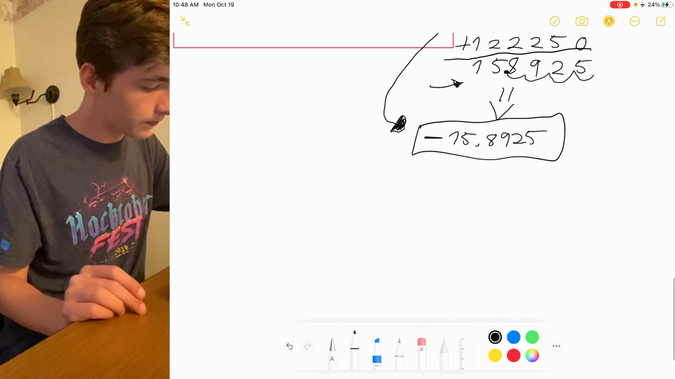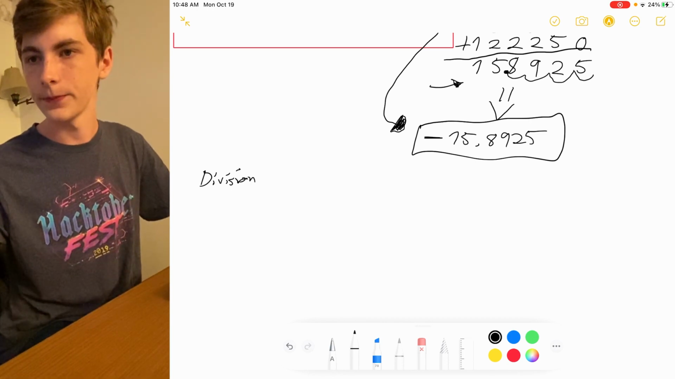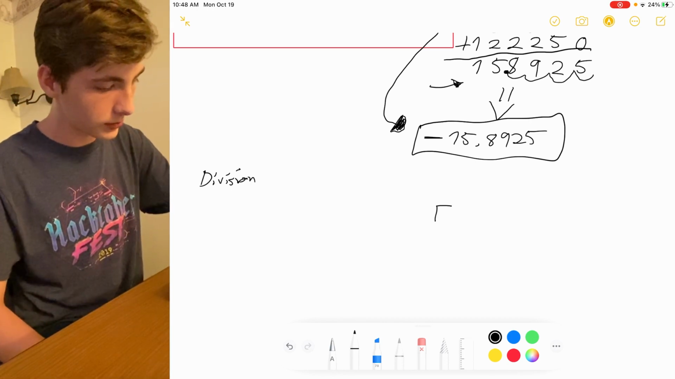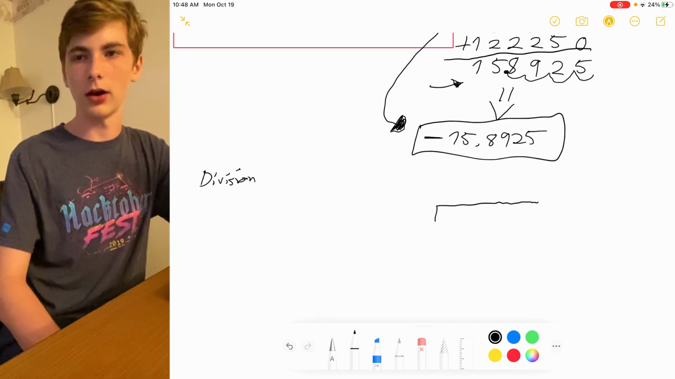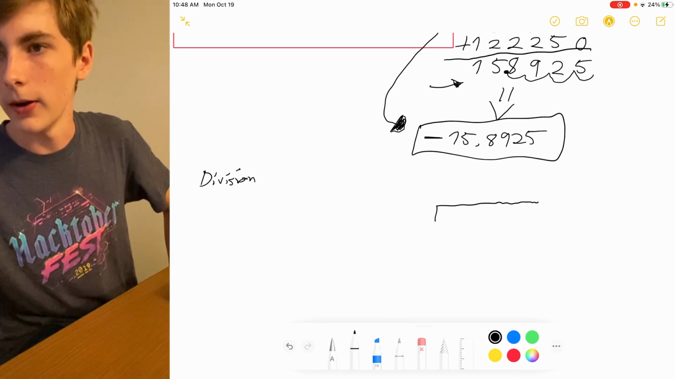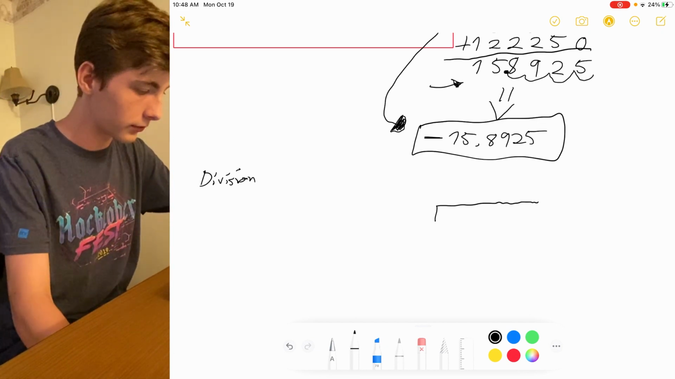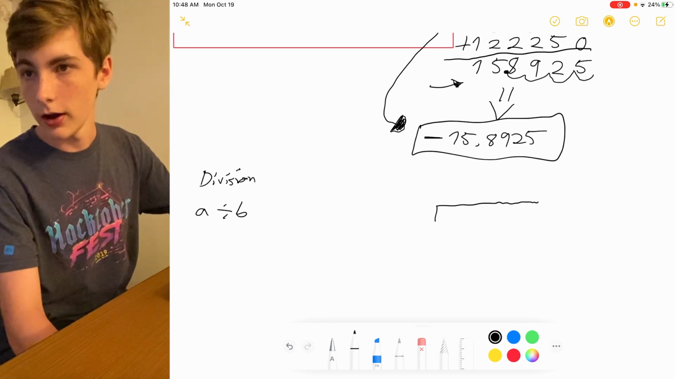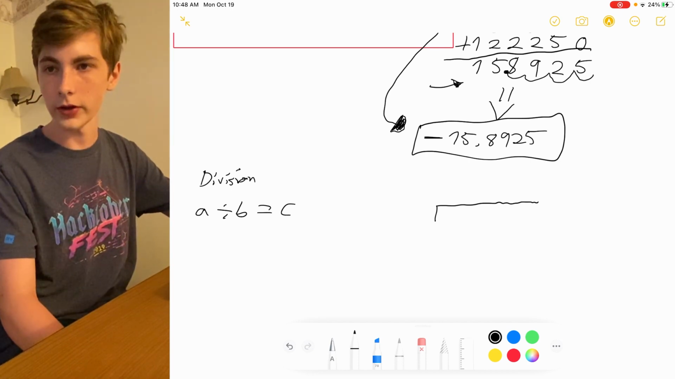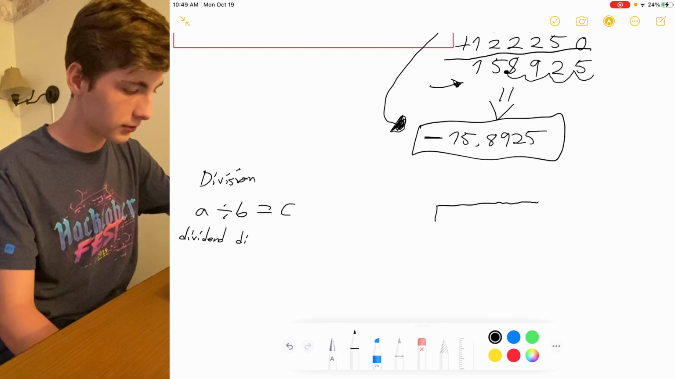Division is a little more of a process, I feel like. We're going to be using the long division box system that we use for long division. First we're going to refresh in our minds the idea of division having a dividend, a divisor, and a quotient.